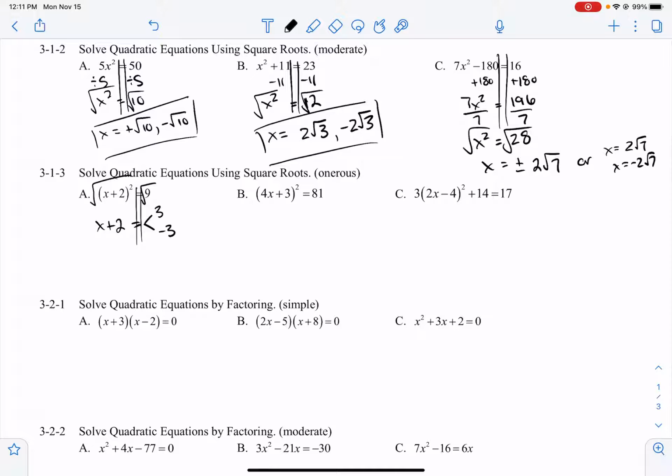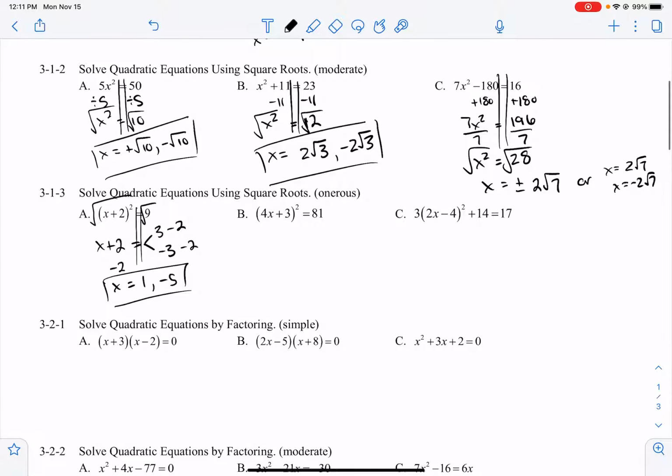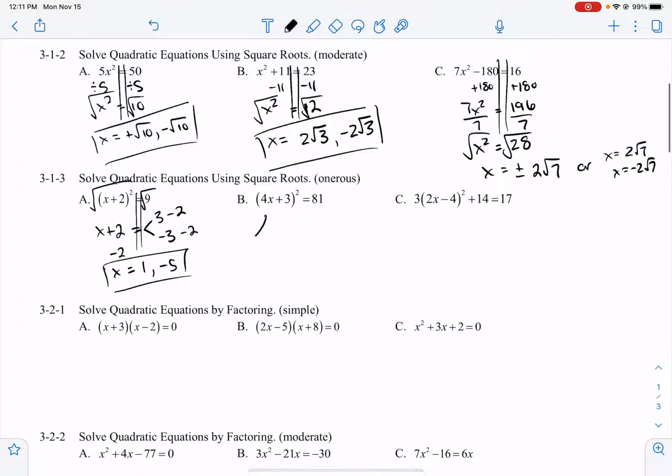So I need to split these up into 2 different answers right now because I'm not done yet. I've got a +2 from both sides, which means I have to -2 from the 3, and I have to -2 from the -3. So my answers become 1 and -5. So in the previous questions, our answers were the same numbers, just one was positive, one was negative. But now, because there's other things inside the parentheses after we square root, our answers aren't going to be the exact same number. So we've got to be careful.